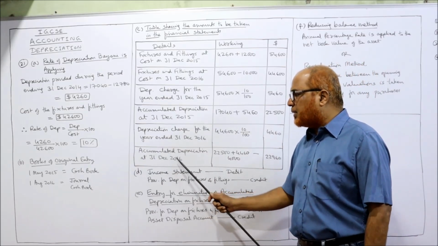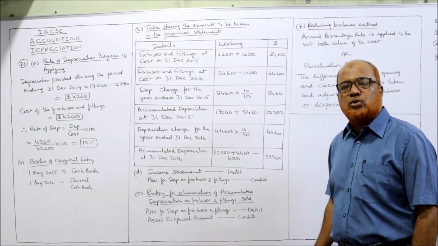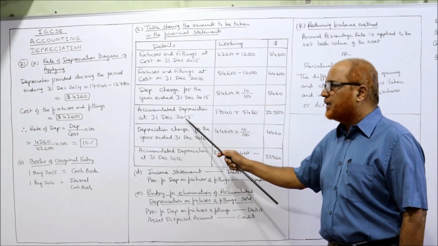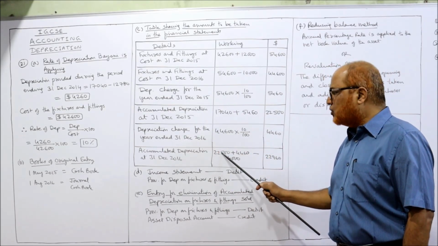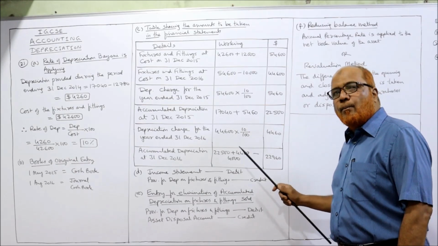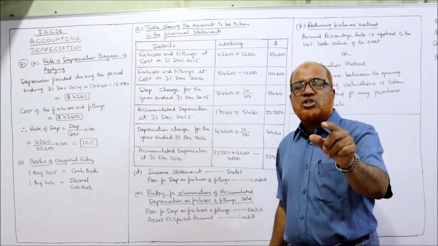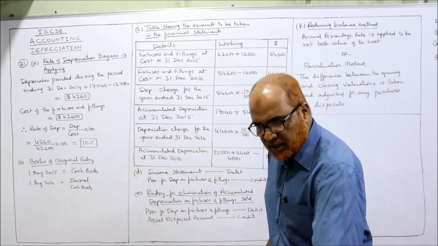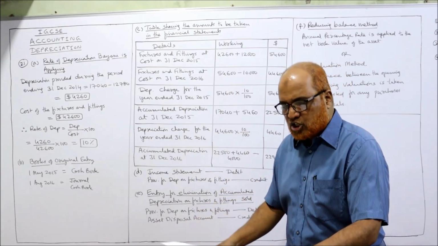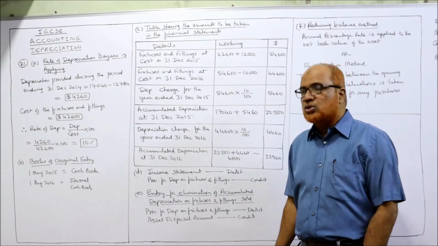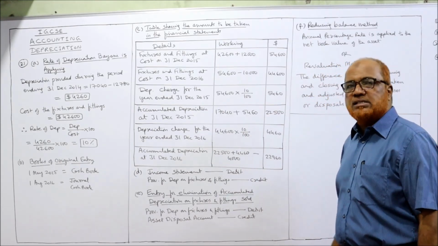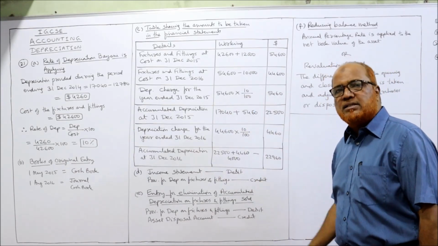Lastly, accumulated depreciation at 31st December 2016. So what is the total depreciation up to 31st December 2015? It is 22,500. 22,500 plus depreciation provided during the current year 4,460 minus what is the provision for depreciation on that fixture which was sold away. It is given in the problem, $4,000. $4,000 is the depreciation provided on that fixture which was sold. So minus 4,000. The accumulated depreciation comes to 22,960. So we have filled up the complete table.